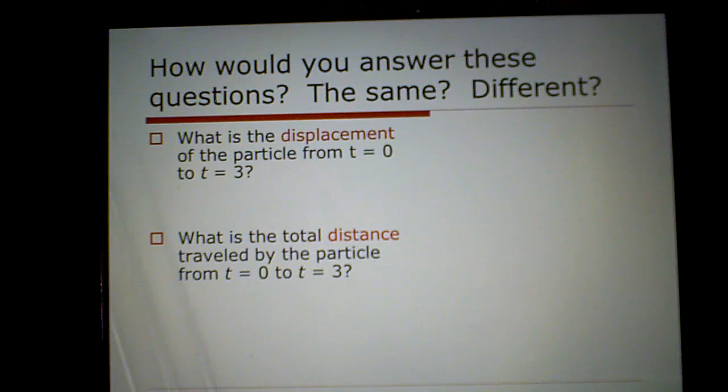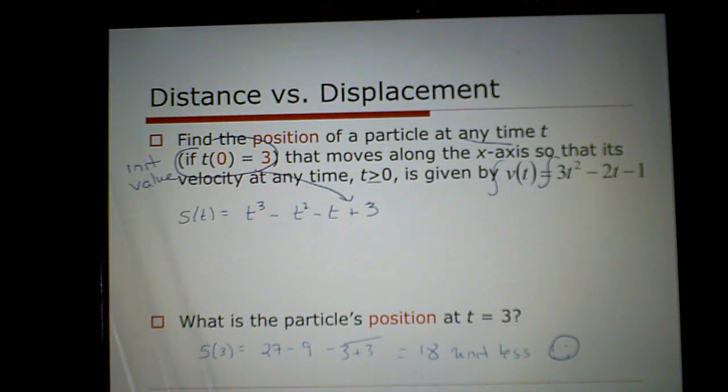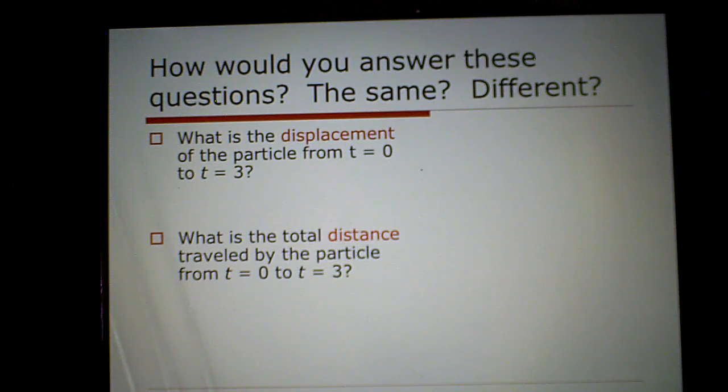Now, what if I asked you what is the displacement of the particle from 0 to 3? So again, look here, find the position at 3. Position was 18. So where is the position at 3 seconds? It is at 18. What is the displacement from 0 to 3, though, versus what is the total distance traveled by the particle from 0 to 3?